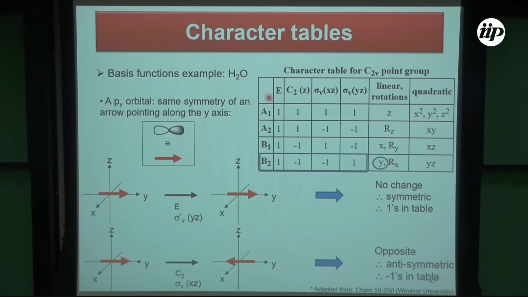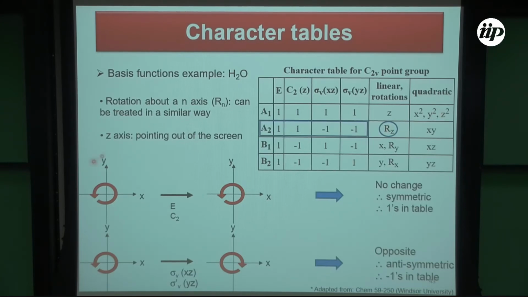Okay, the same for if the orbital is here in this y direction, you have the operations that change it, and the operations that don't change it, and the representation that matches this behavior is this one. We can also do the rotations. Okay, for example, this is a rotation around z, and it looks very much like the A2 representation. If you look at the mirrors, or if you look at the C2, some of them just leave the rotation as it is. Some of them change the rotation, so you identify. Then you have the linear and rotations column, and you have the quadratic column. Okay.